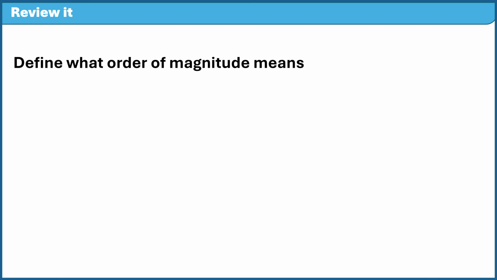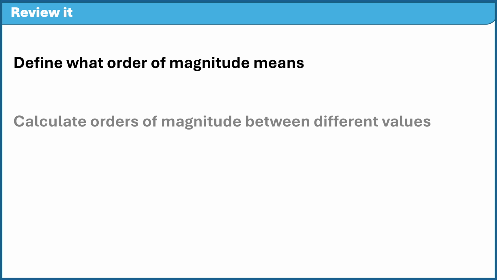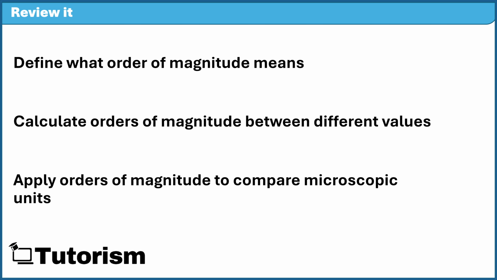Right, well done. Let's recap what you've mastered. You can define what order of magnitude means. It's a way to compare sizes using powers of 10. You can calculate orders of magnitude between different values using 2 different methods, one for normal numbers and one for standard form. And you can apply orders of magnitude to compare microscopic units like cells, viruses, and organelles. These are easy marks in your exam if you know the method, and now you know the method.